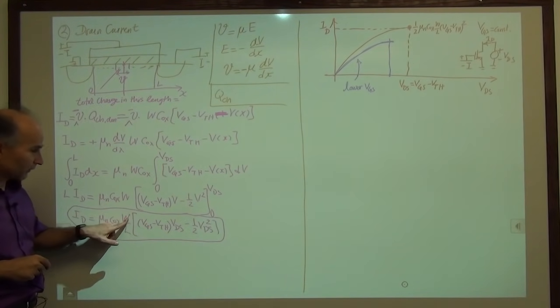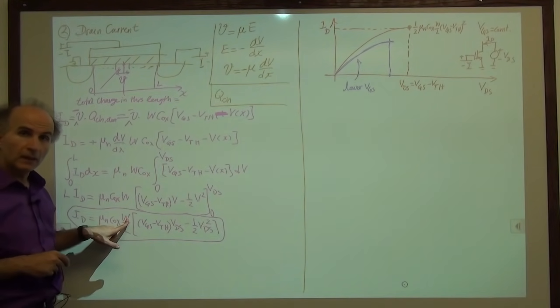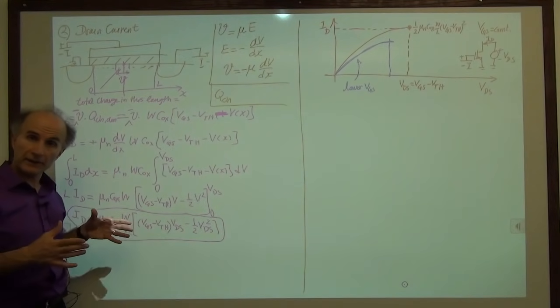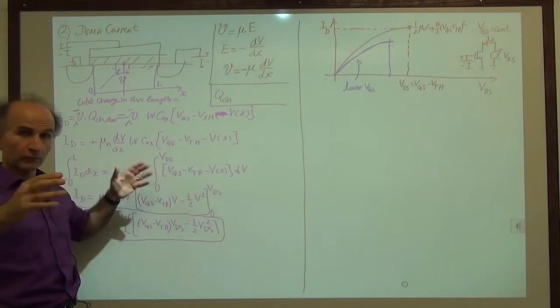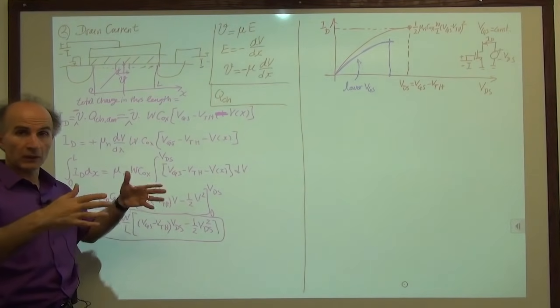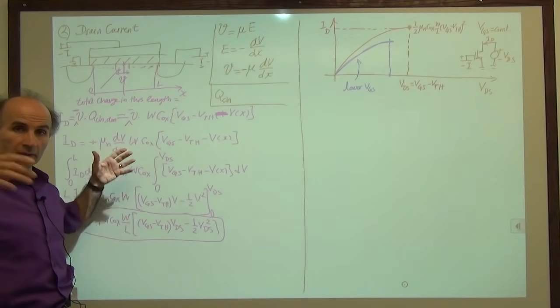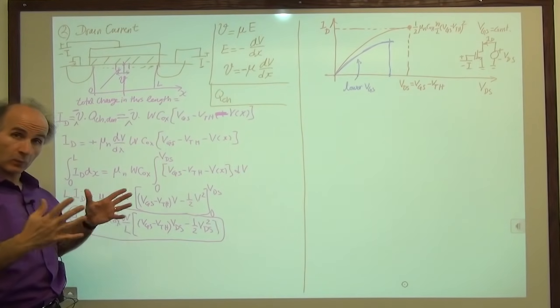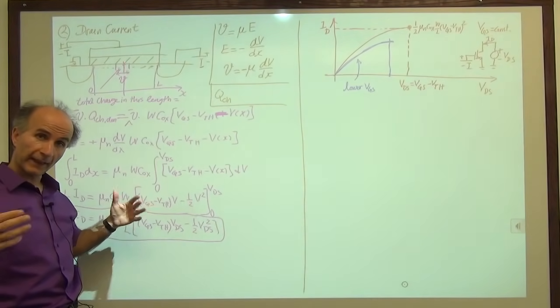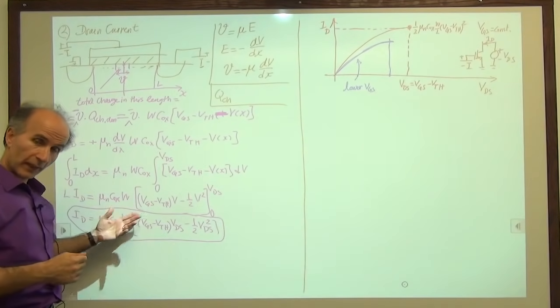All right, is ID proportional to W? Well, this is like a resistor. You know that if you take a resistor and make it wider and wider, we have more room for current to flow. It's just like a big hallway. If you make the hallway wider and wider, more people can go through it. So as the device becomes wider, it is capable of carrying a larger current. So that also makes sense.